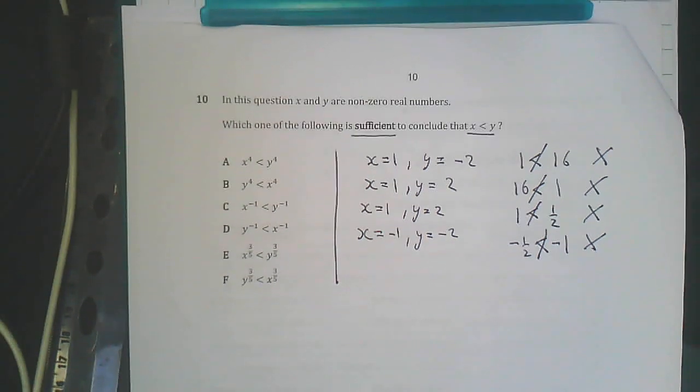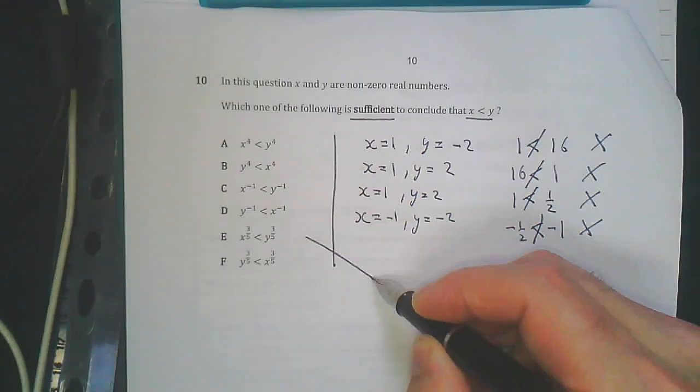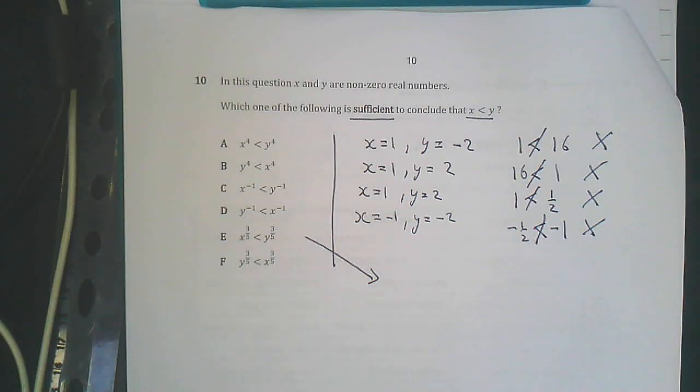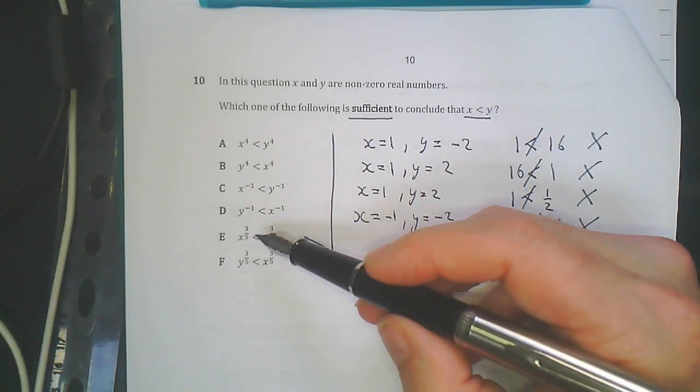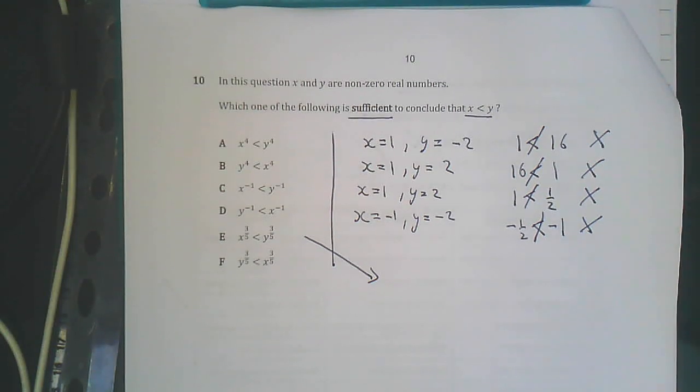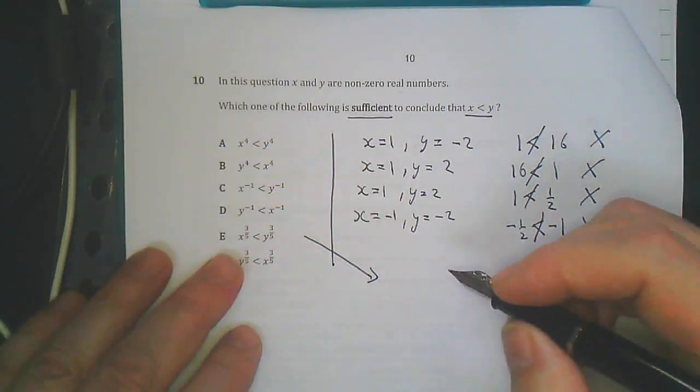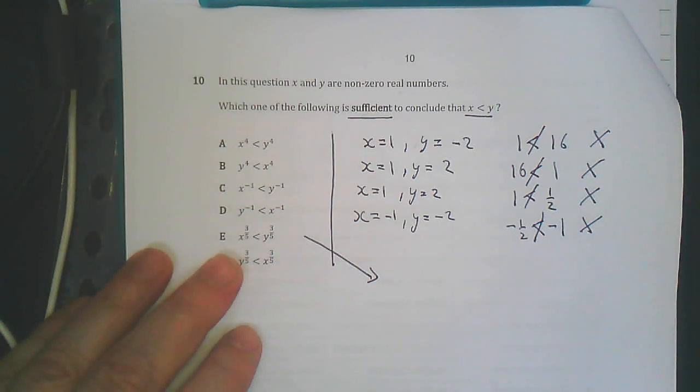Now the fifth one is much more interesting. This is X to the power of 3 over 5 is less than Y to the 3 over 5. What's interesting here is that both parts of the fractional index, they're both odd. So whatever you do with them will keep the signs. So it is safe, for example, to raise both sides to the power 5, because X to the power 5 is an increasing function. It's always going up. The gradient is always positive. So the inequality holds.